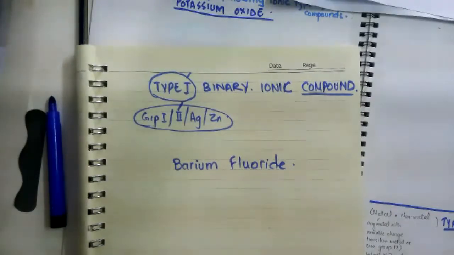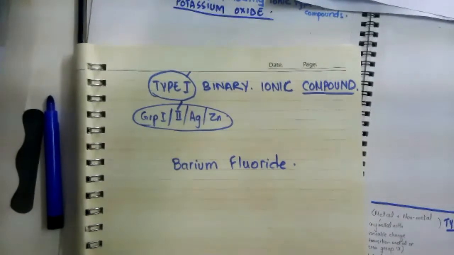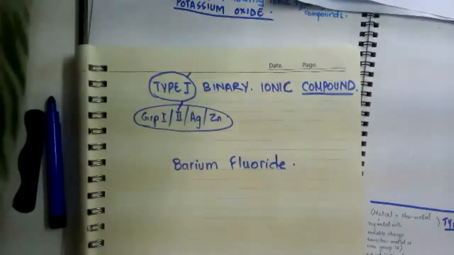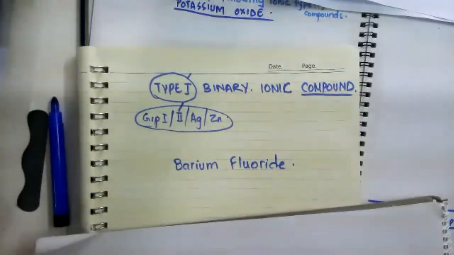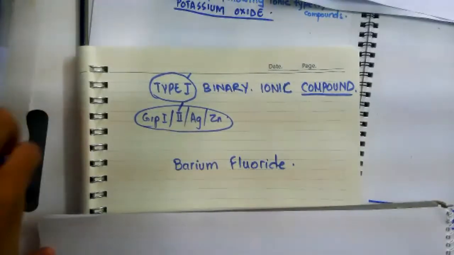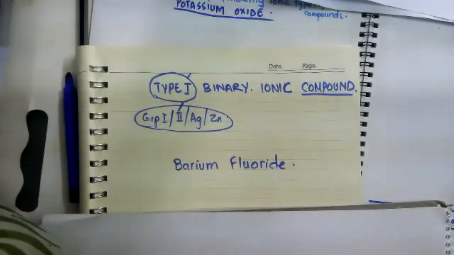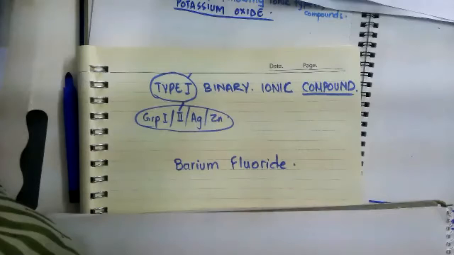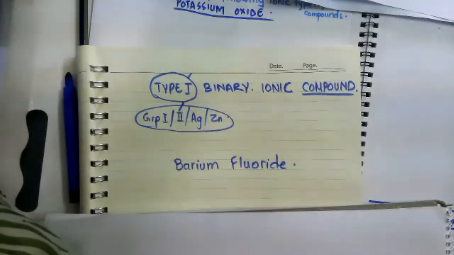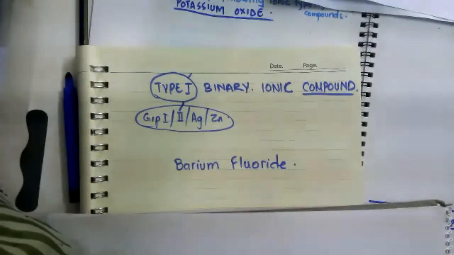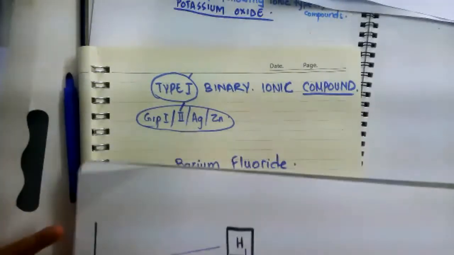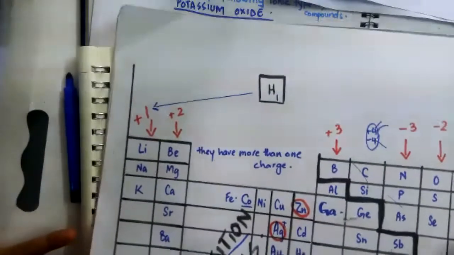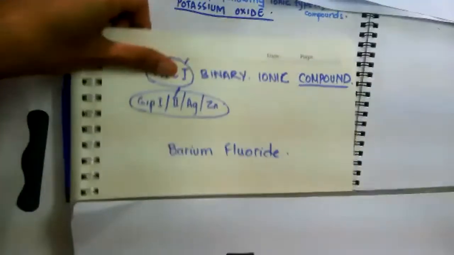Okay, Rahman. Yes, Vara. I'll help you out. It's okay. What is barium? Do you have the periodic table with you? Hello, I'm talking to you. Vara, are you there with me? Yes, please. Yes, miss. Do you have the periodic table with you? Yes, miss. Okay, so can you help me write the formula for barium fluoride?